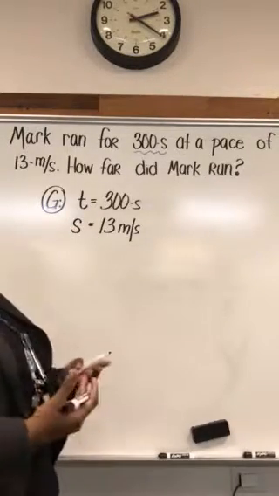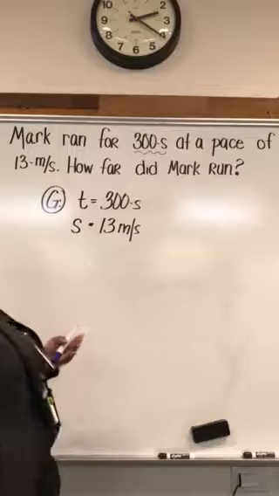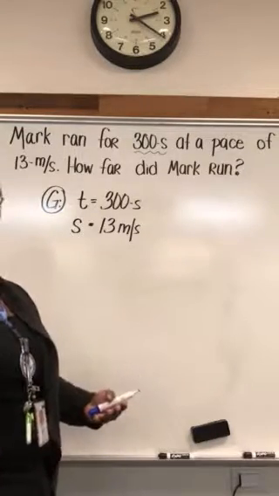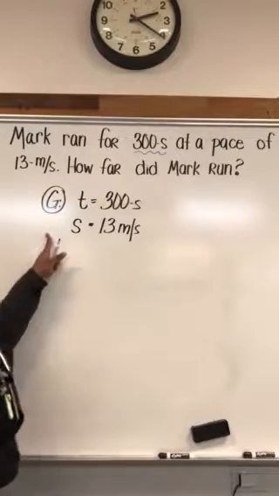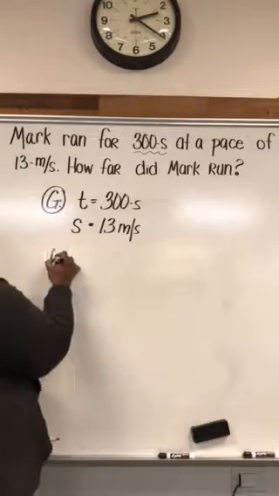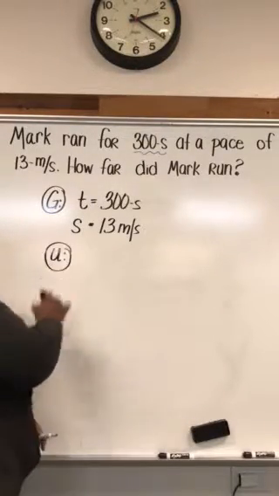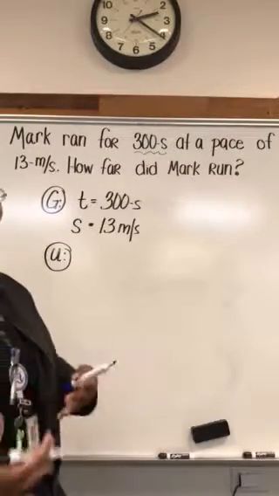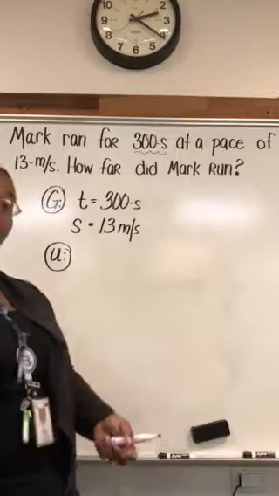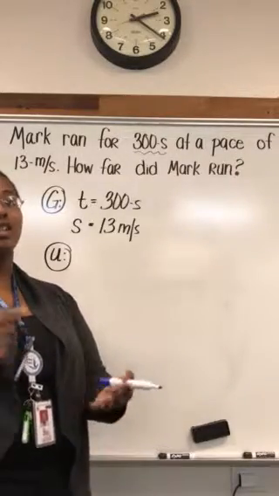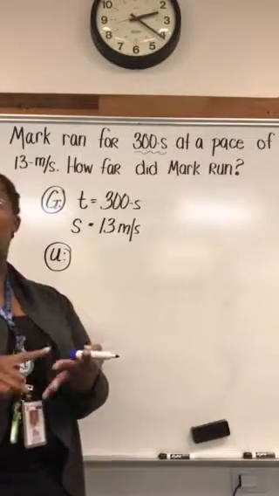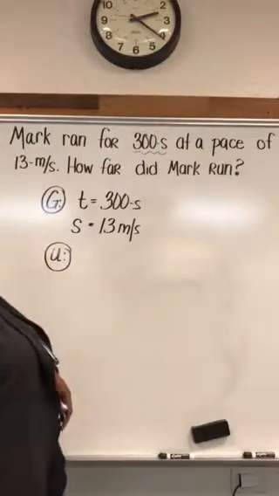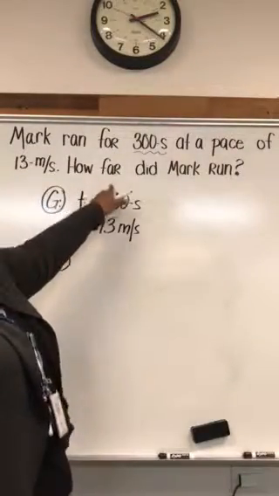Mark ran for 300 seconds at a pace of 13 meters per second. How far did Mark run? Well, the G is the given. The U is going to be your unknown. What are you looking for? So what do we not know that they're trying to get us to figure out? If you think back to elementary school, usually there's a question. Who, what, when, where, why, or how? If I look at this problem, how far?